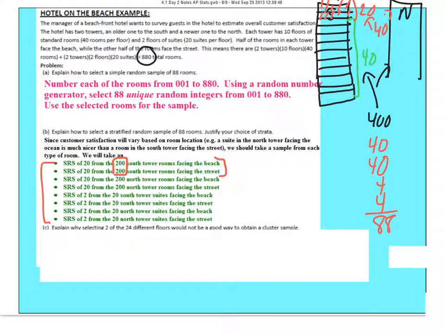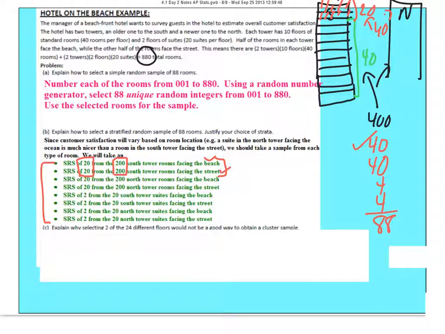But it differs where you're facing. Are we facing the beach or the street? So what we're going to do is we have 200 rooms facing the beach. Let's actually pick an SRS of 20 of those rooms. Then we have 200 rooms facing the street. Do an SRS of that. We're going to get 20 rooms. This is going to be our 40 rooms from the South Tower of just the basic rooms, but breaking it down by where you are.